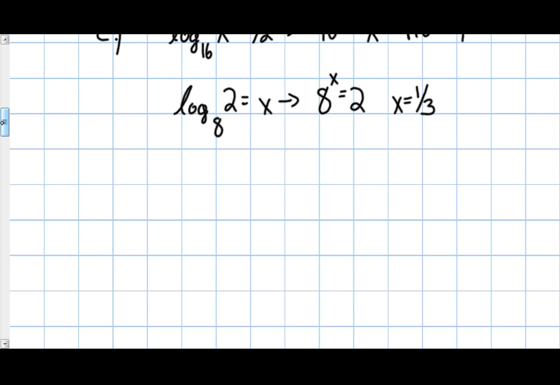All right, one last tricky one. How about this one? Log base 8 of x equals 0. Well, this just says 8 to the 0 power equals x. Anything to the 0 power equals 1. So we know in this case that x equals 1.